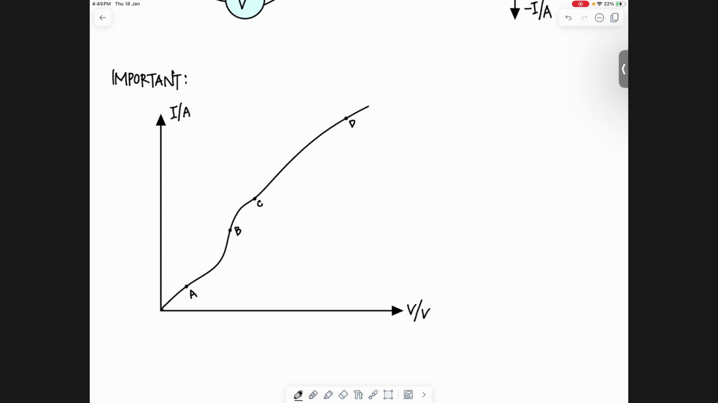So how will you find the resistance at D? Tell me the process. I want to hear it. What will you do? Draw a tangent, right? If anyone wants to do something else, tell me. Okay, tangent means, right? Then what do I do? Gradient, right? So change in y by change in x. So I'll do this, change in y by change in x.